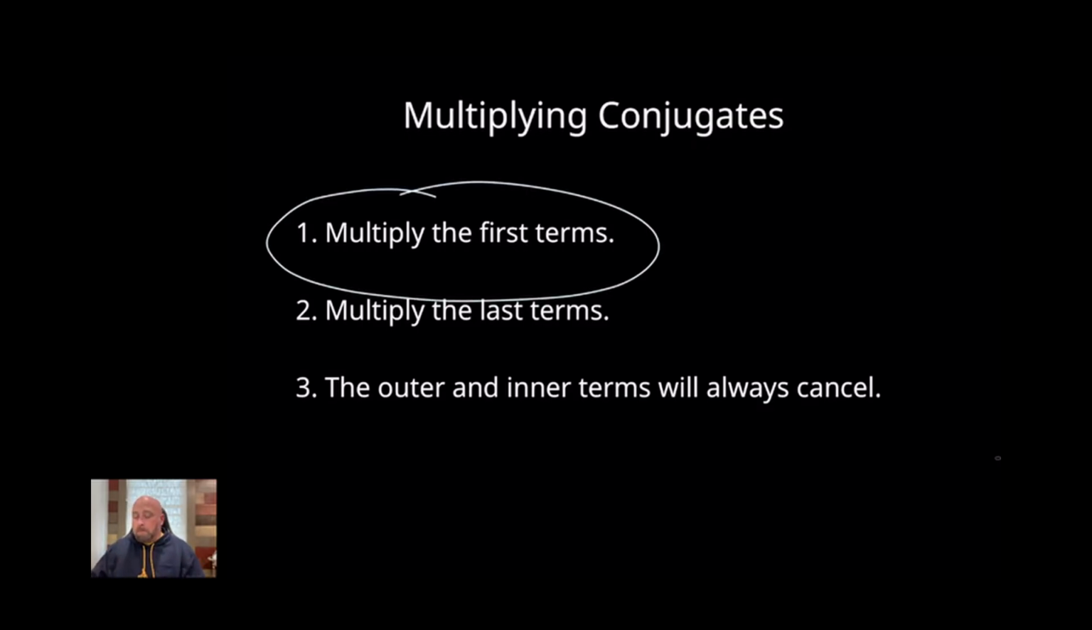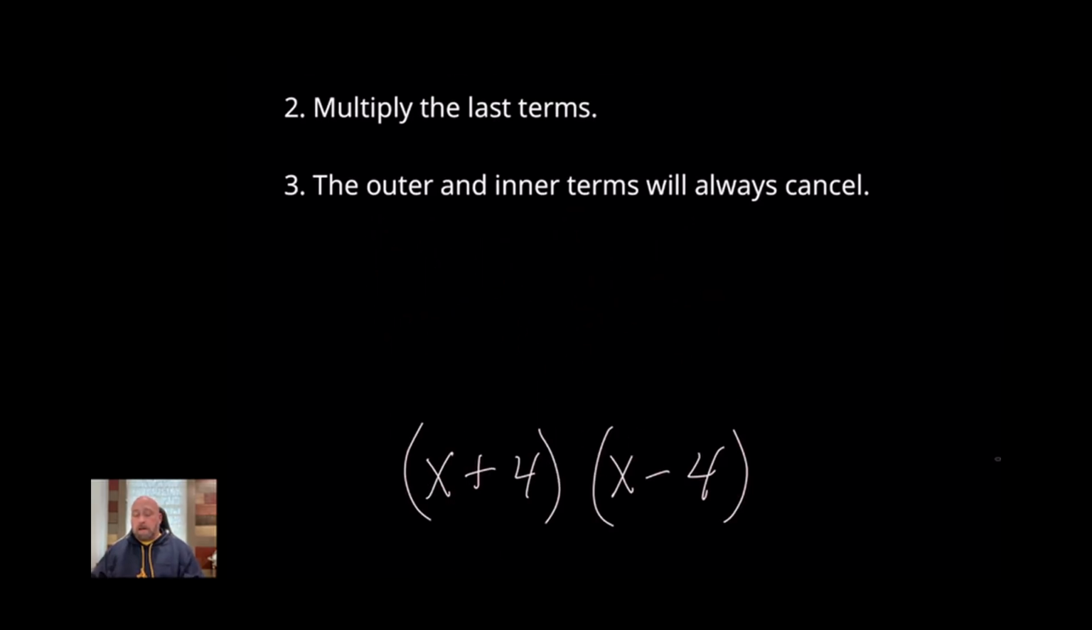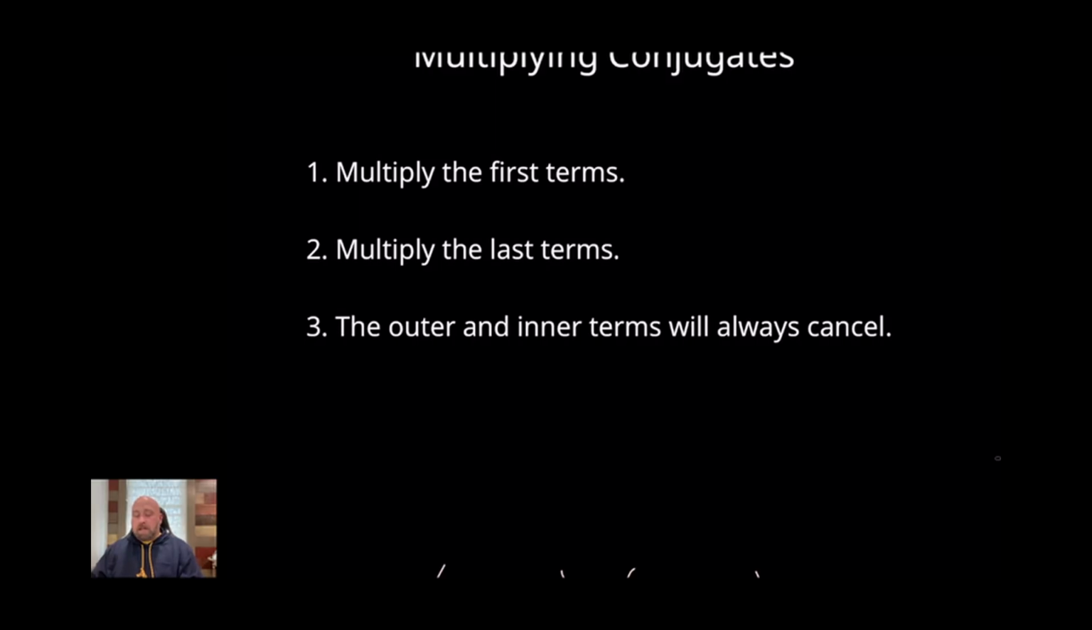Step number 1, multiply the first terms. Okay, multiply the first terms. So coming down here, x times x is x squared. X squared. Okay, that was easy. Now check this out.